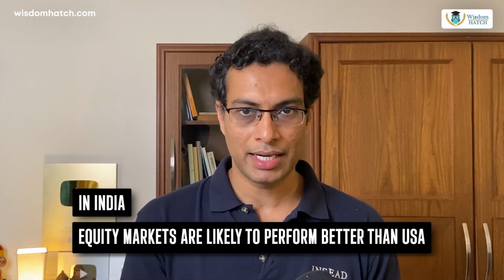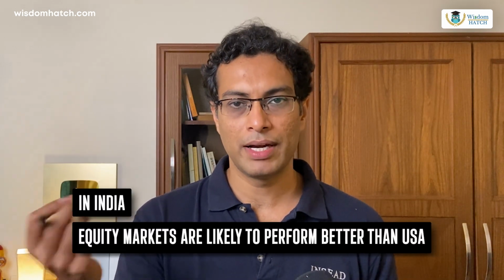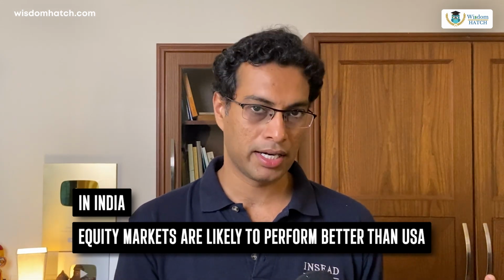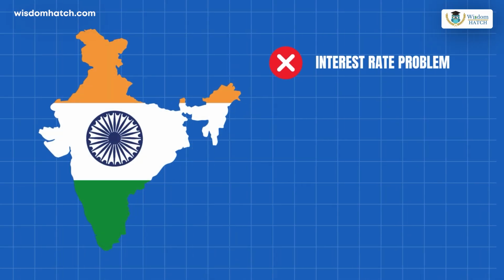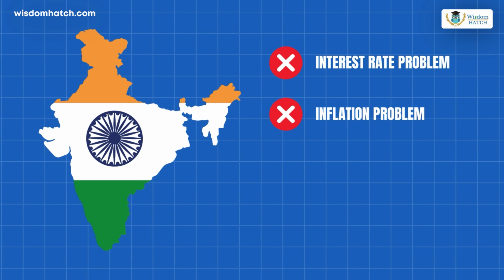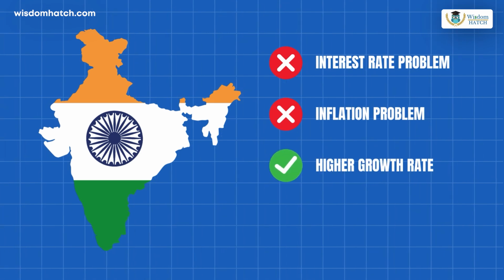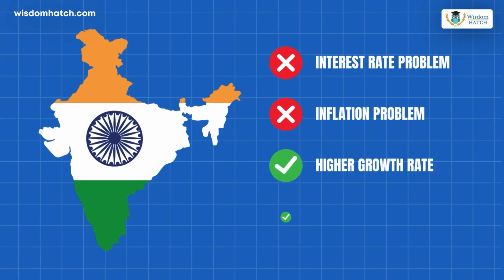Now think about it this way: in India, the equity markets are likely to perform better compared to the American markets, especially given current circumstances. Why? Because the rate cut need not be managed that much. The inflation problem in India is not that much compared to the US. We have a higher growth rate compared to the US economy. There are avenues for growth.